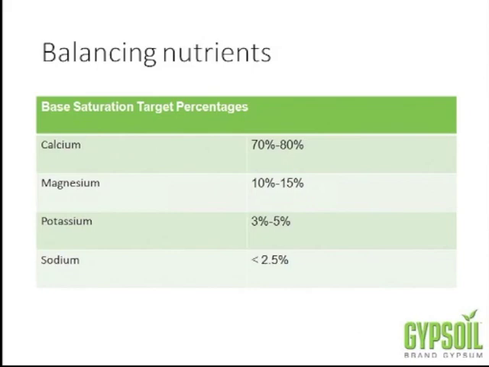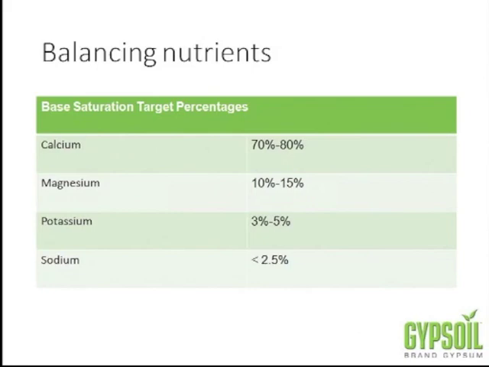The percentages that we strive to shoot for. Not always can these be achieved. Sometimes you just have to work towards this. Sometimes it takes many years to get there. Sometimes soils are already in very good balance, and all we're doing is using small amounts to maintain that. But we try to get our soils to a base saturation percentage with calcium of about 70 to 80%, which is a pretty good number. I think 75 is really the perfect number if you can get there.